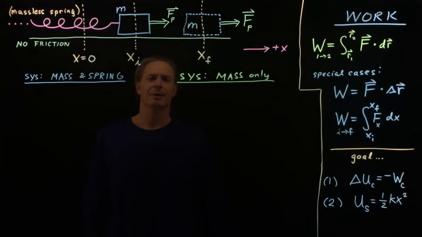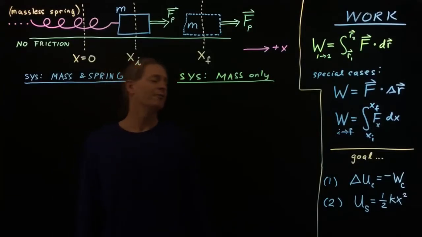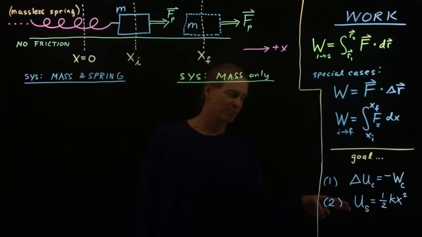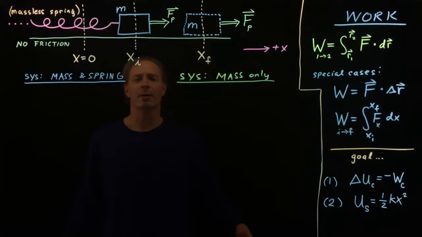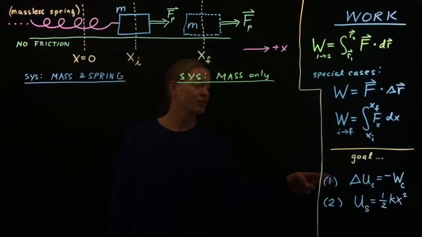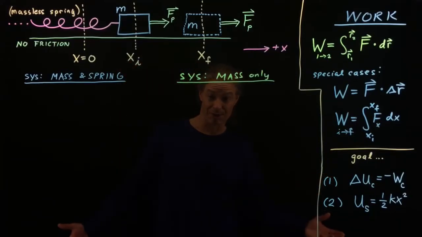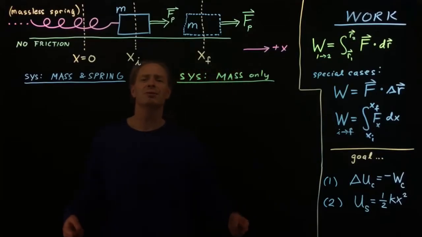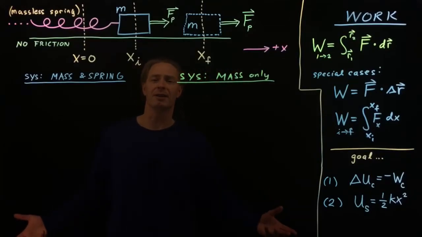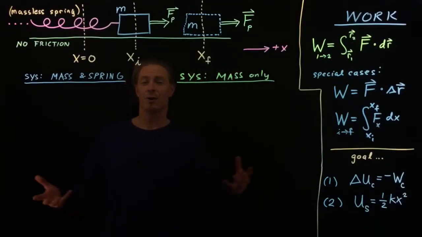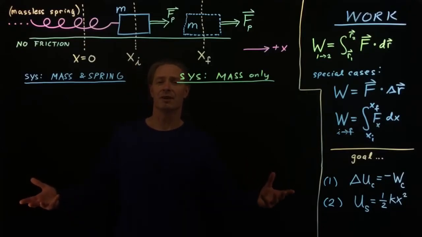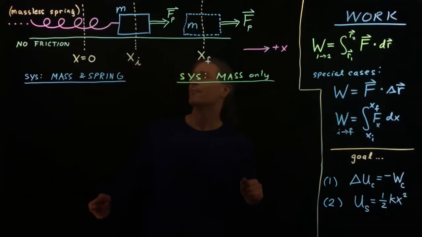Hi everybody. In this video I want to derive the formula for the potential energy of a spring. Along the way I want to illustrate the fact that the change in potential energy associated with some conservative force is equal to the negative of the work done by that conservative force. And to do all this we're going to consider conservation of energy. Alright, so here we go.